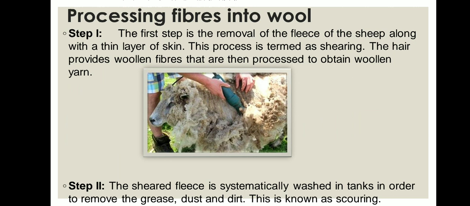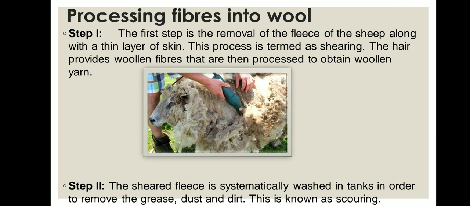Now, see the process of how we obtain fibers from the wool. In other words, we can say wool is produced from sheep. Sheep are reared for their hair to make wool. Some steps involved in the production of wool are as follows: shearing, scouring, grading, dyeing, drying, and spinning.